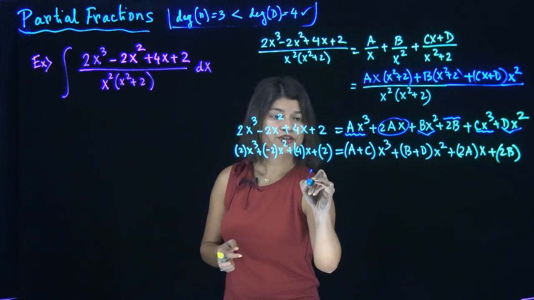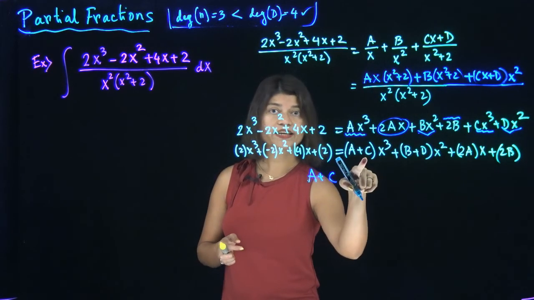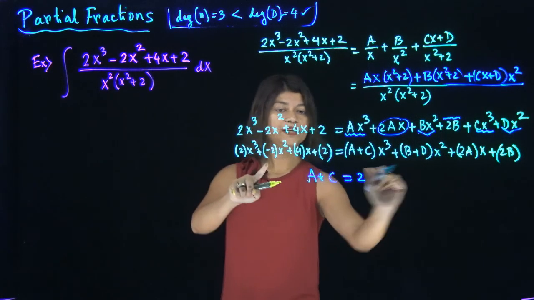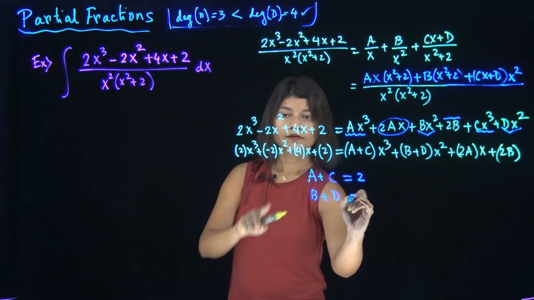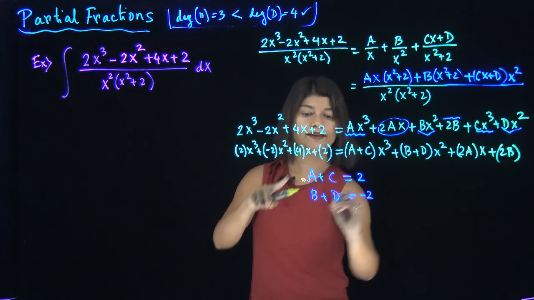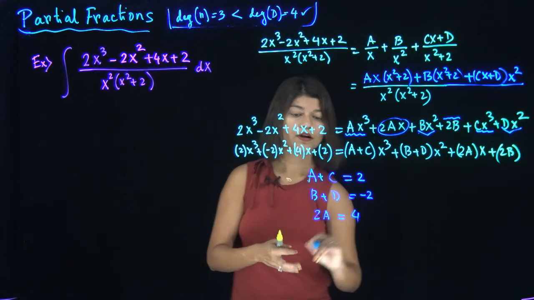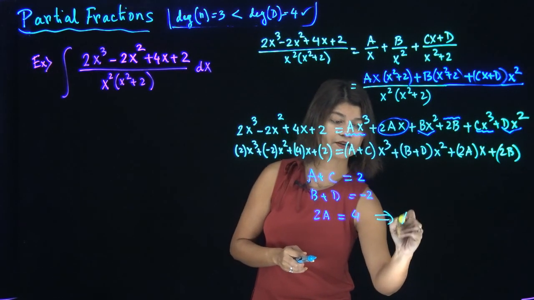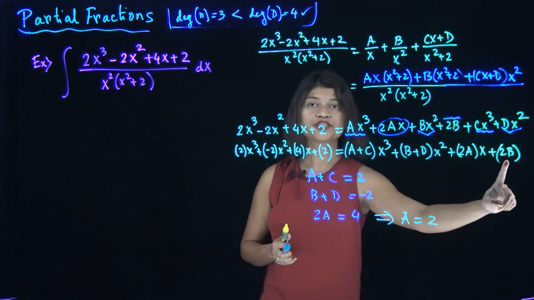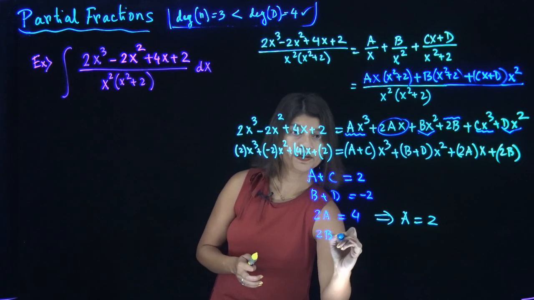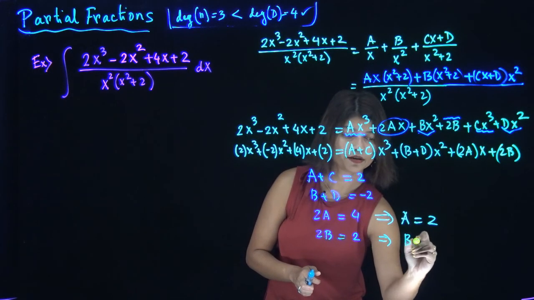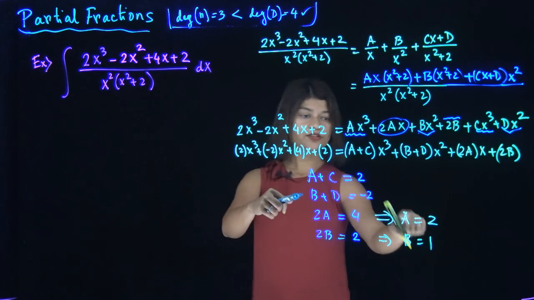So I have equations: a plus c, which is the x cube here, and 2 is the x cube here, so a plus c will be equal to 2. b plus d will be equal to -2. Now look, the x terms are equal. So 2a is equal to 4. From here, right away, I can figure out a is equal to 2. See how easy that is? And the last one is 2b. 2b will be equal to, the constant term here is 2, and immediately I can find b. b is 1.